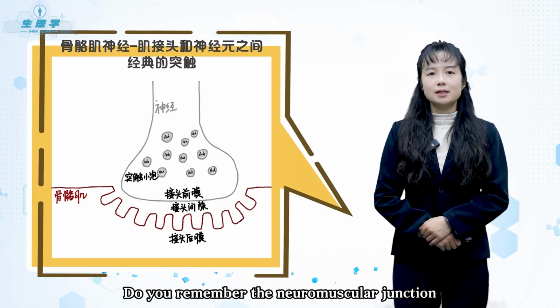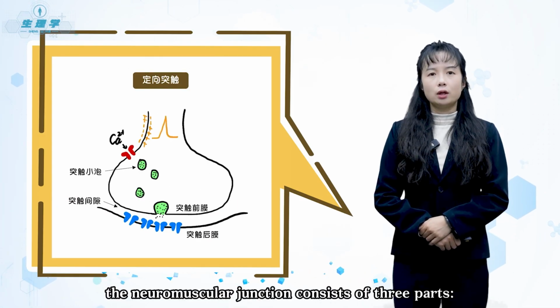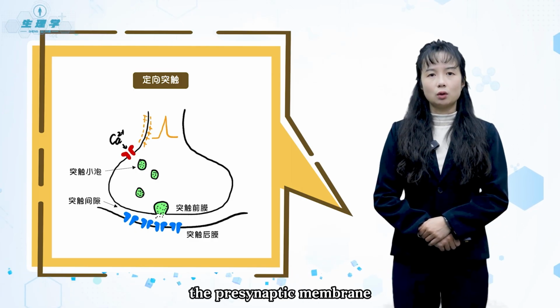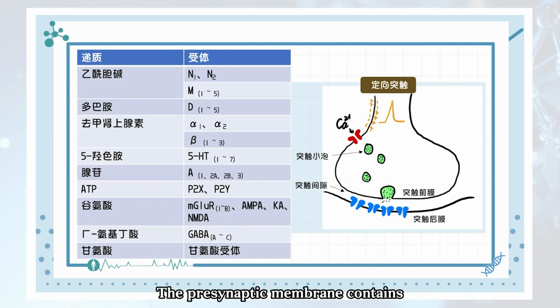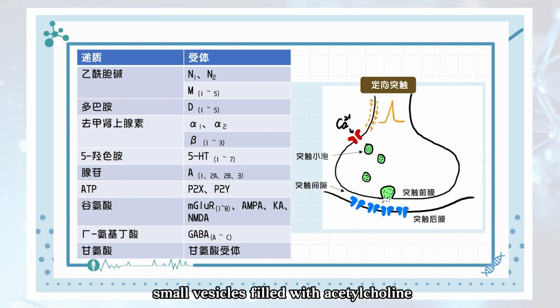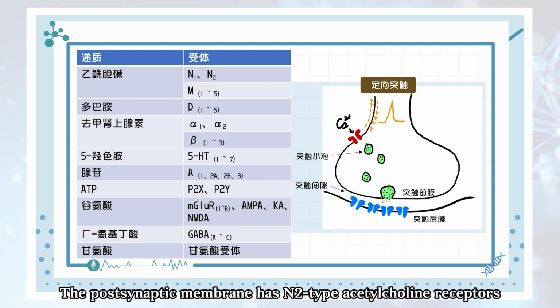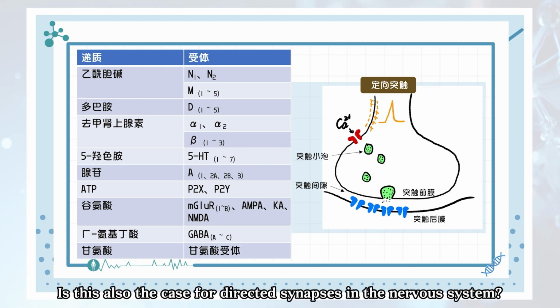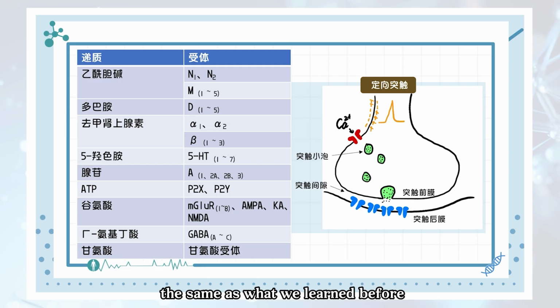Do you remember the neuromuscular junction we discussed earlier? Yes, the neuromuscular junction consists of three parts: the presynaptic membrane, the synaptic cleft, and the postsynaptic membrane. The presynaptic membrane contains small vesicles filled with acetylcholine. The synaptic cleft contains acetylcholinesterase. The postsynaptic membrane has N2-type acetylcholine receptors. Is this also the case for directed synapses in the nervous system? The answer is yes. The structure and the process of excitation transmission are the same as what we learned before.